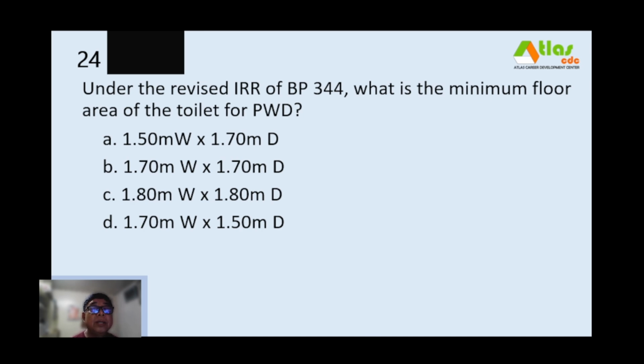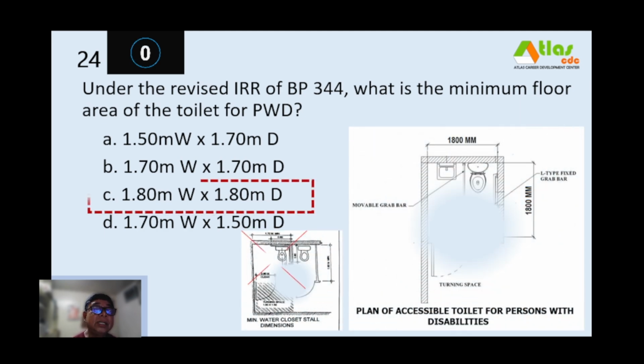Number 24, under the revised IRR of BP 344, what is the minimum floor area of the toilet for PWD? A, 1.5 width by 1.70 depth. B, 1.70 width by 1.70 depth. C, 1.80 width by 1.80 depth. And D, 1.70 width by 1.50 depth. And our correct answer is letter C, 1.80 width by 1.80 depth.